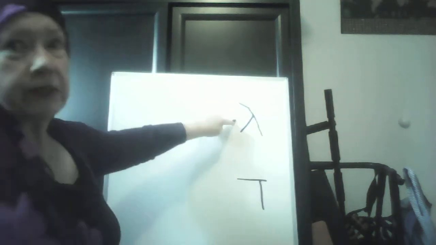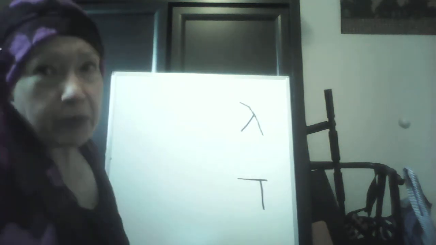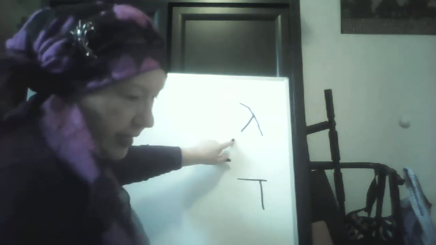Okay, Gimel and Dalet. Gimel is supposed to represent a camel. In fact, that's where the English word came from, the Hebrew word for camel, which instead of being Gimel is Gamal.